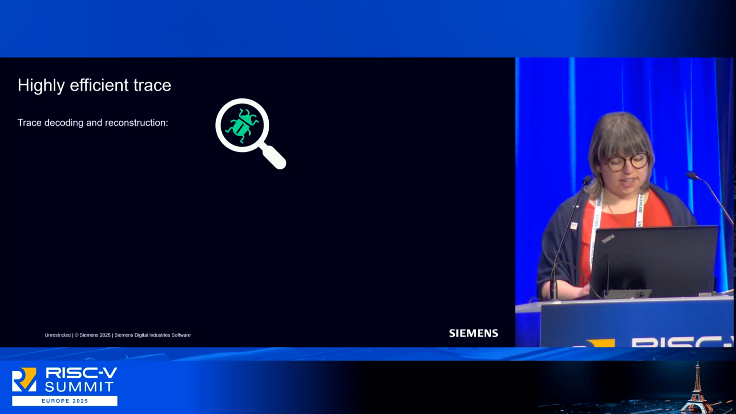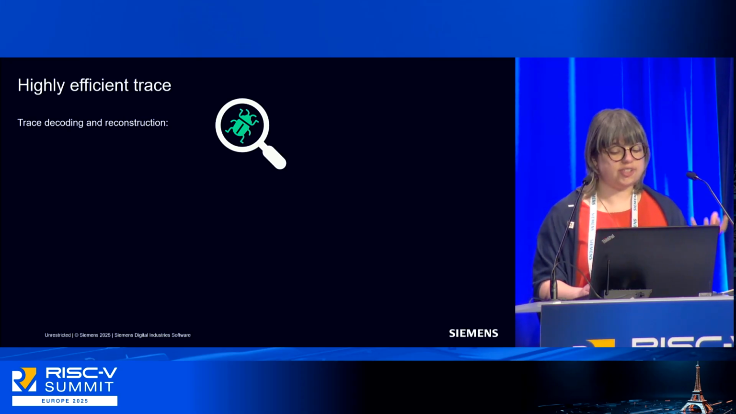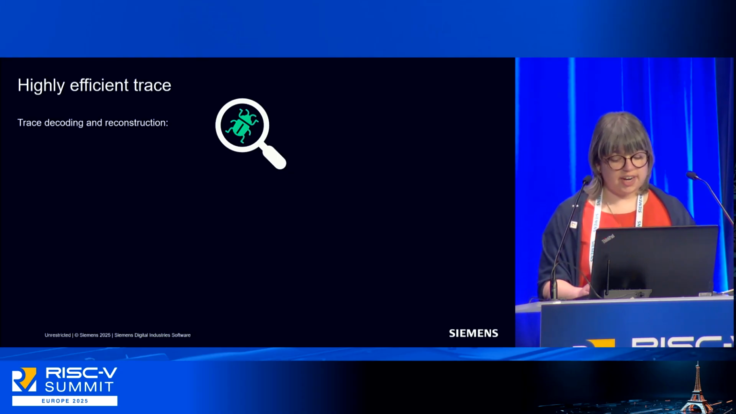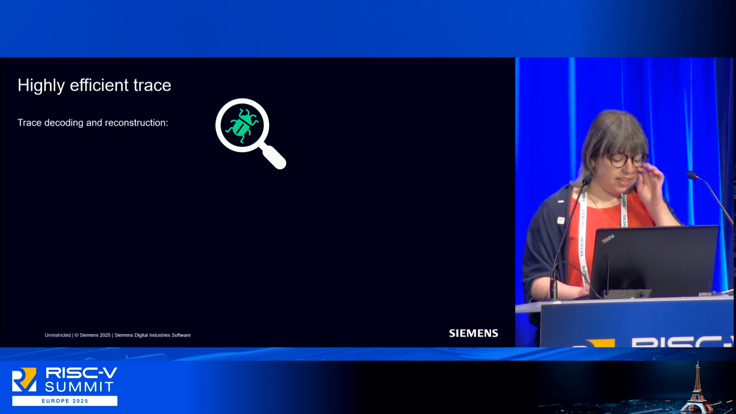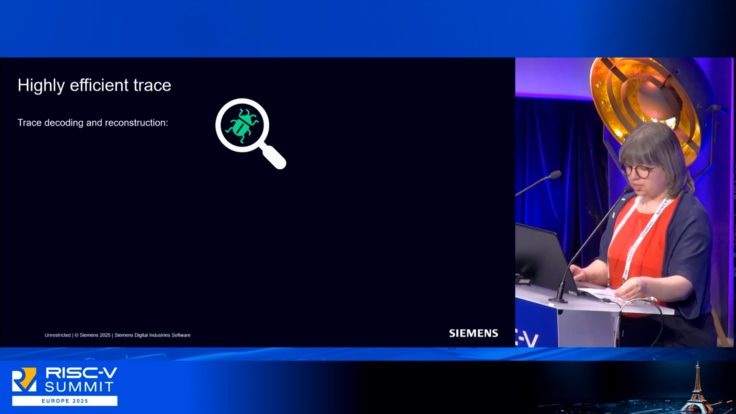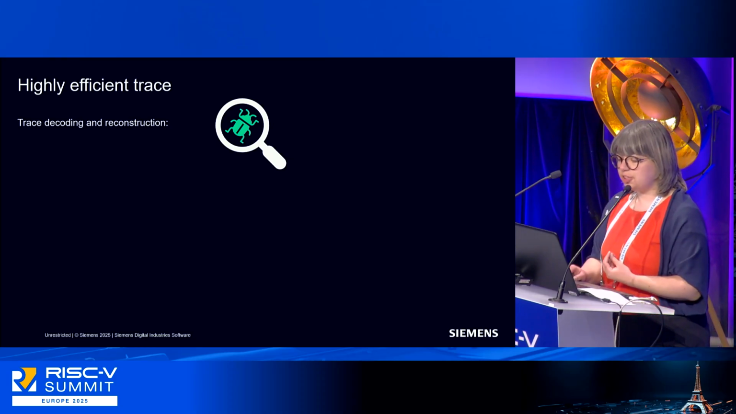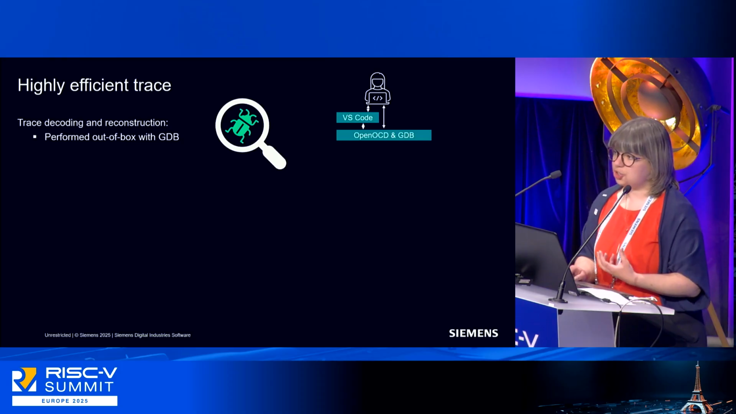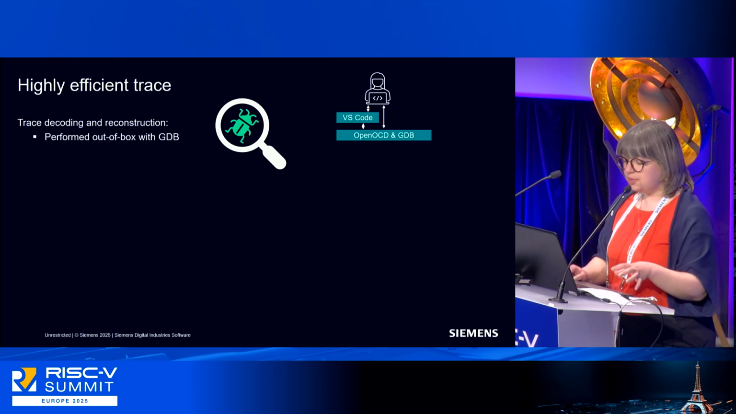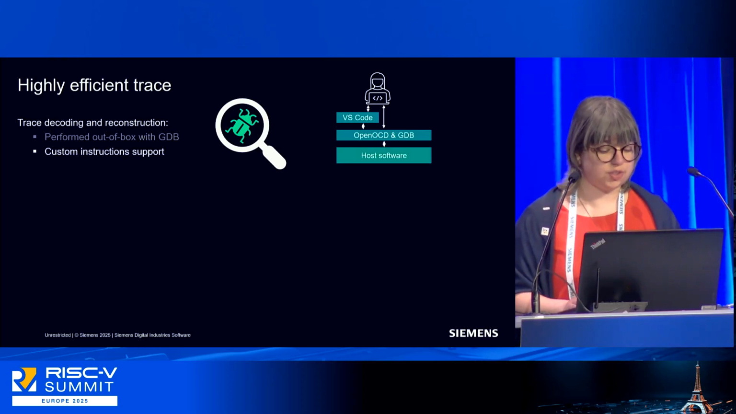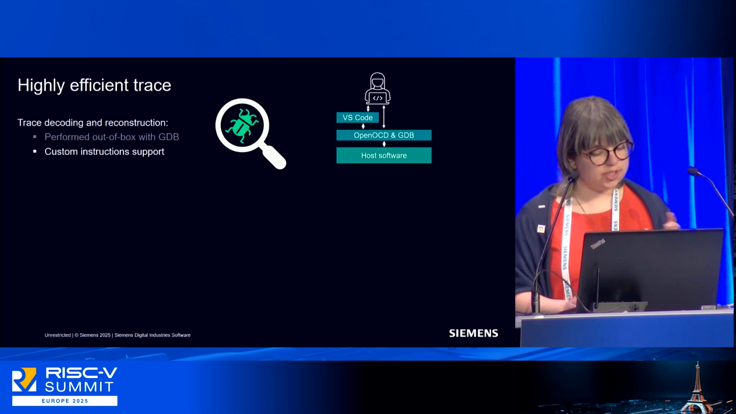One of the key drawbacks of trace is that whilst it delivers the most detailed view of what is taking place within the system, it can also generate immense amounts of trace. This can create a significant bottleneck for large systems, consuming all available bandwidth. This is why we leveraged our own flavor of OpenOCD, specifically designed to handle processor trace out of the box and working with the user's version of GDB to decode and reconstruct the trace on the host with support for RISC-V custom instructions as well. But what about the limited bandwidth?